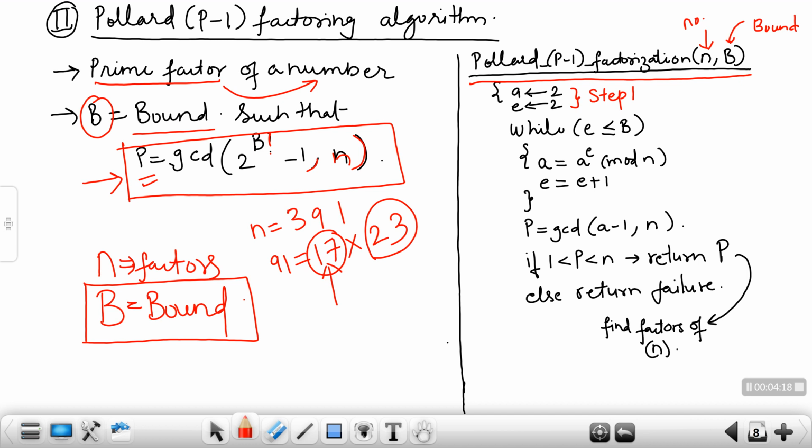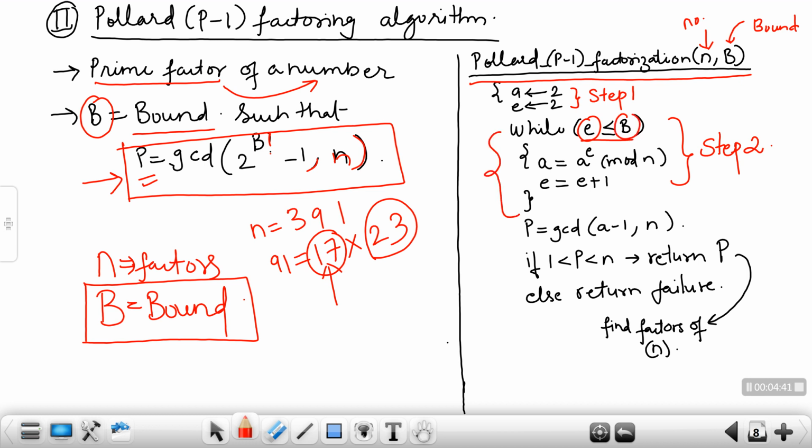Okay, now your step number 2. What is your step number 2? Your step number 2 is this. Now this step number 2 will be your iterations. There will be various iterations for this step number 2. So while E is less than or equal to B, the initial value of E will be taken as 2 and B will be provided to you. Until and unless this particular E is less than or equal to B, you have to repeat this while loop.